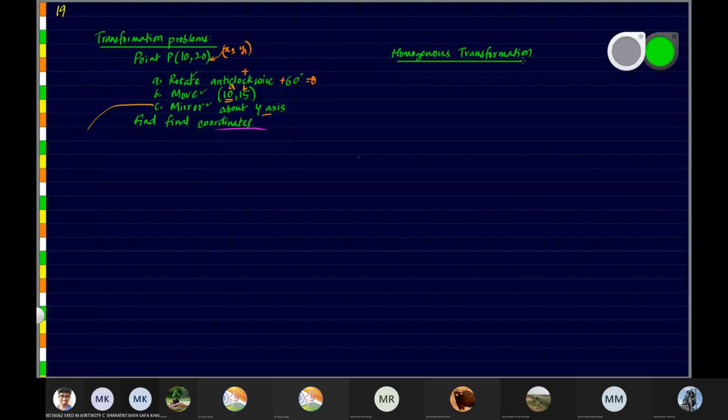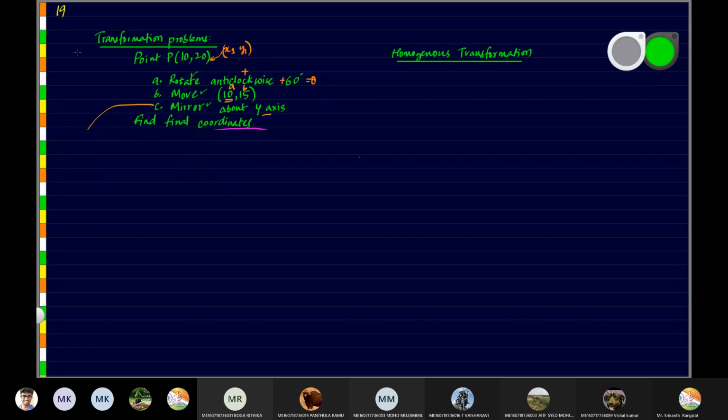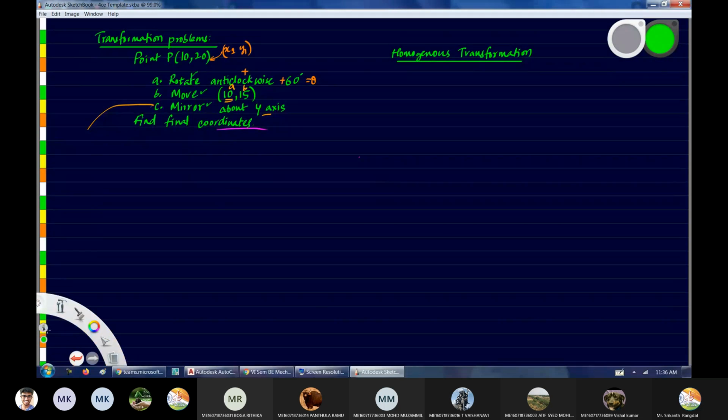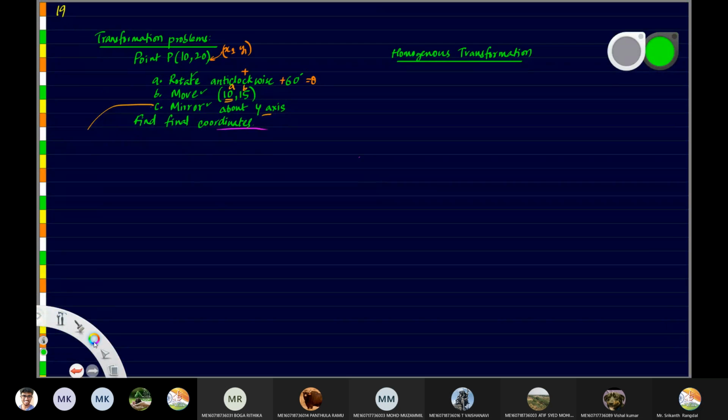Homogeneous transformation. We are taking the same problem that we have already solved, and this time instead of using normal formulae, we'll be using homogeneous transformation matrix. When you have to do this, you will have to solve it from right to left. Whatever coordinates of the points you have, you have to write on the right side.